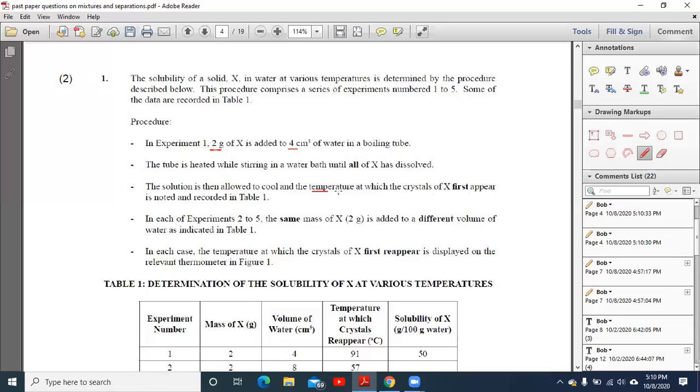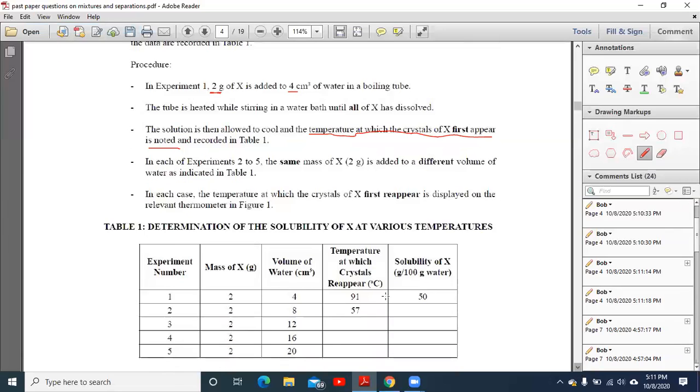The temperature, and this is very important, the temperature at which the crystals of X first appear is noted and recorded in the table below. So let's find that in the table below, the temperature at which crystals reappear. These are the temperatures they listed too.